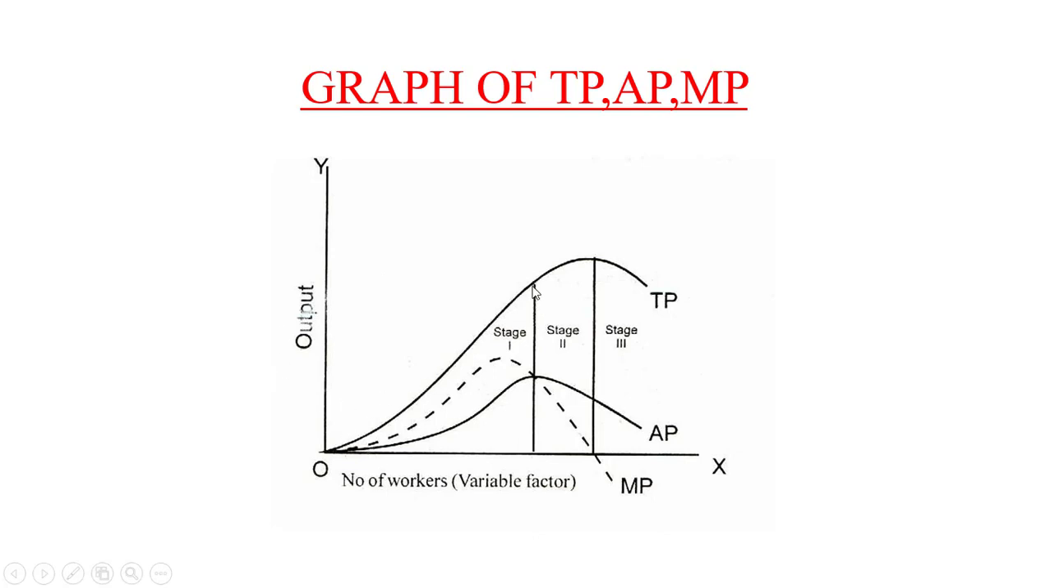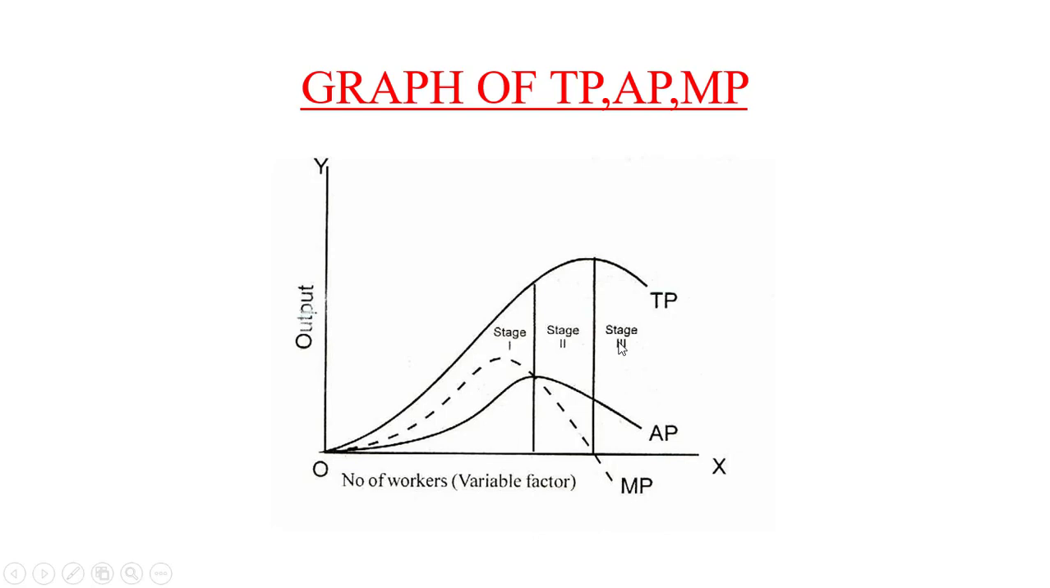When TP is increasing, average product is increasing, and marginal product is also increasing. Stage 1. When the TP is increasing but at a diminishing rate, average product also decreases, and marginal product also decreases but does not become negative. This is stage 2. In stage 3, TP decreases, AP also decreases, and MP becomes negative.